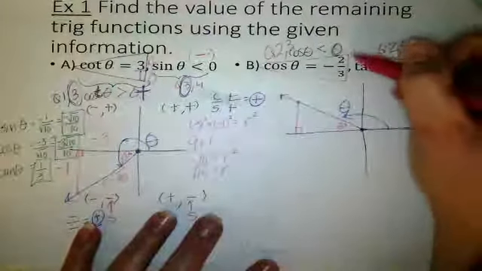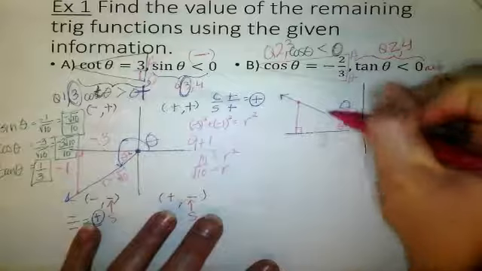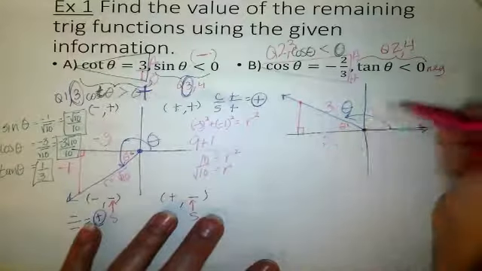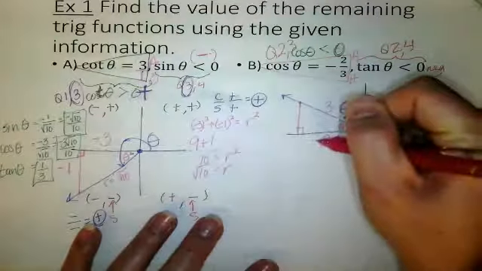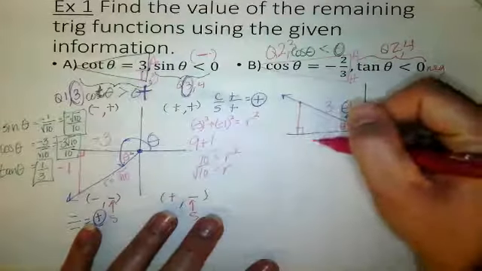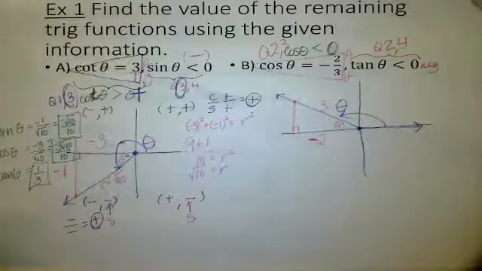Cosine is adjacent over hypotenuse. So a 2 and a 3 for the adjacent and hypotenuse. Where do I put the negative? With the 2. Very good. So watch those signs. Make sure you're putting the negatives where they deserve to be.